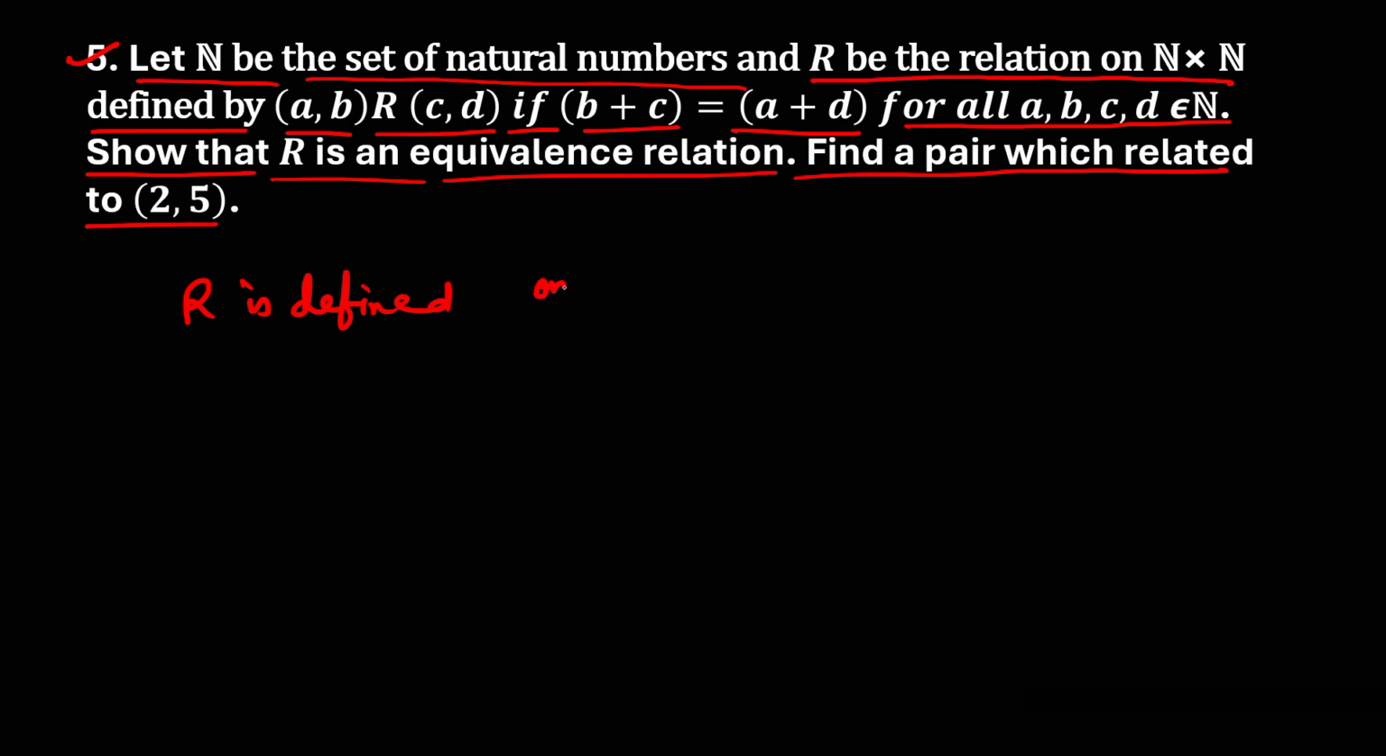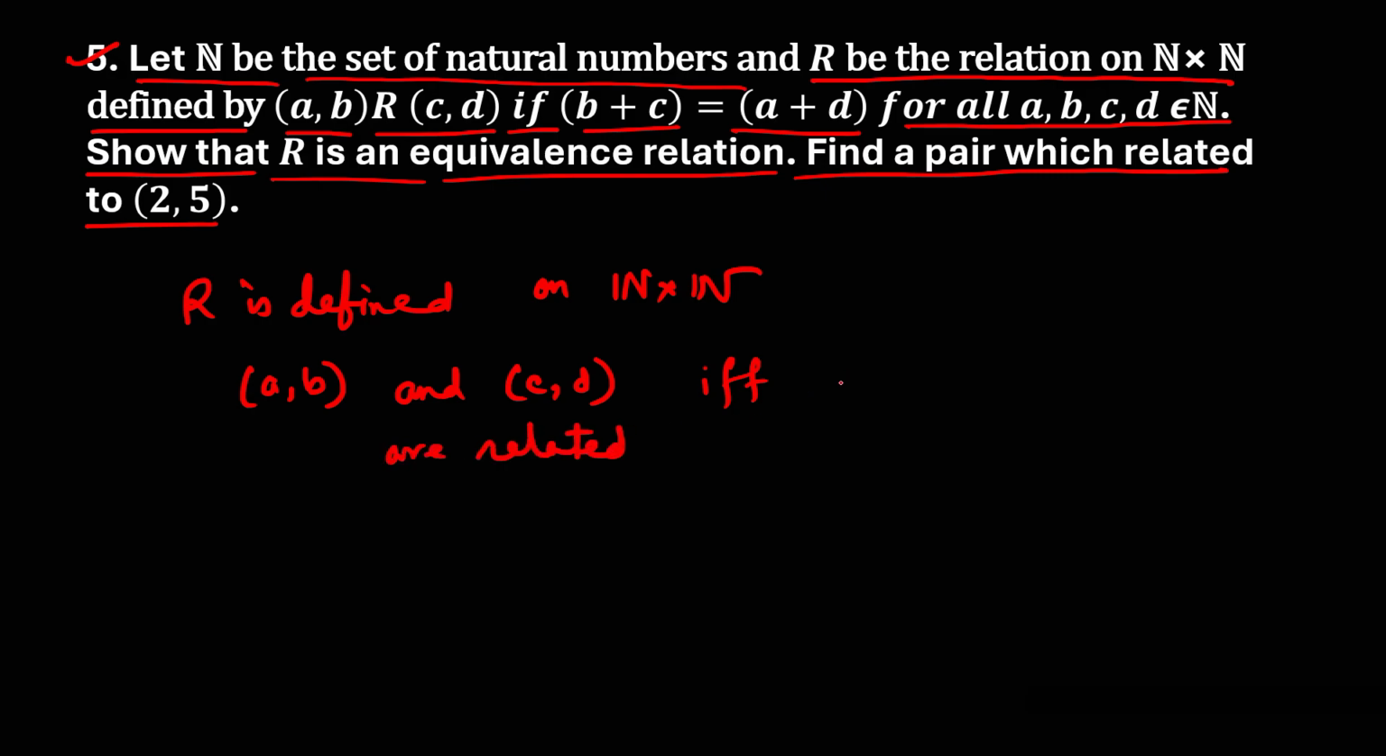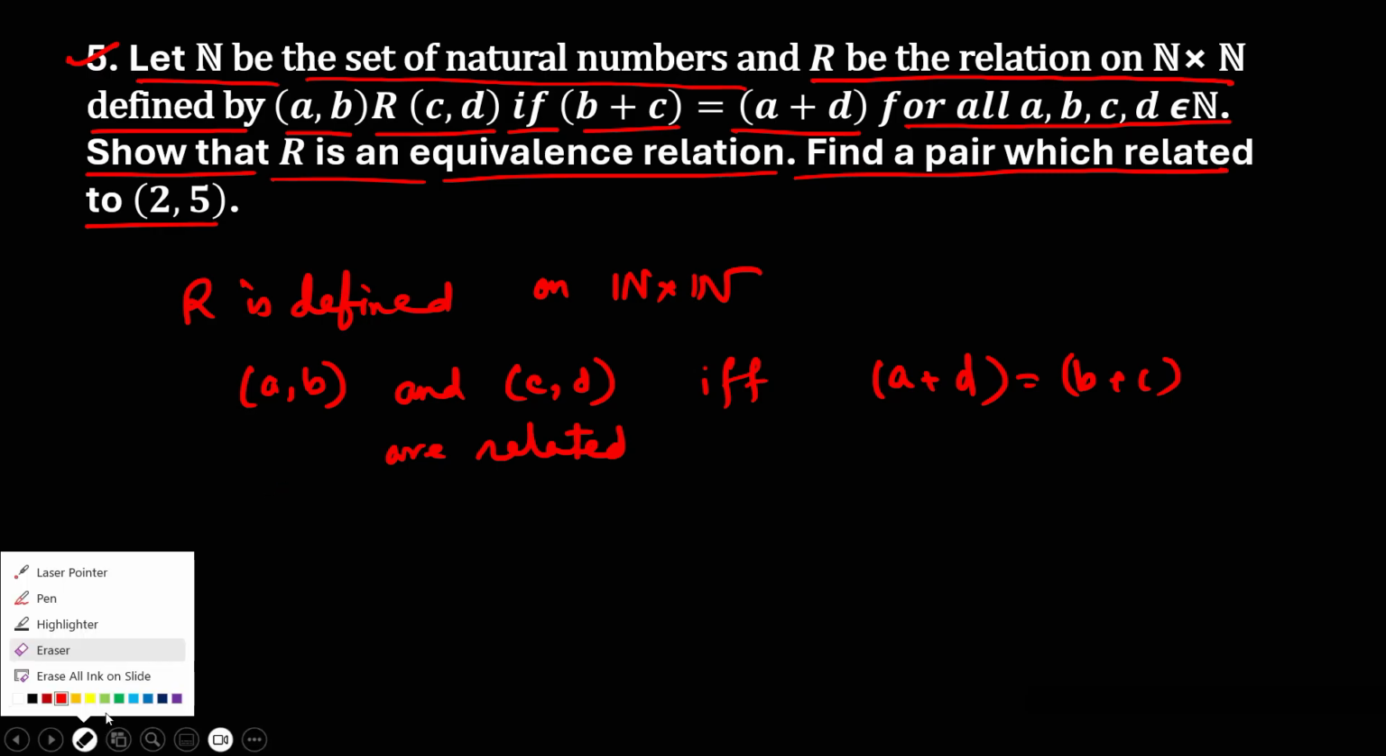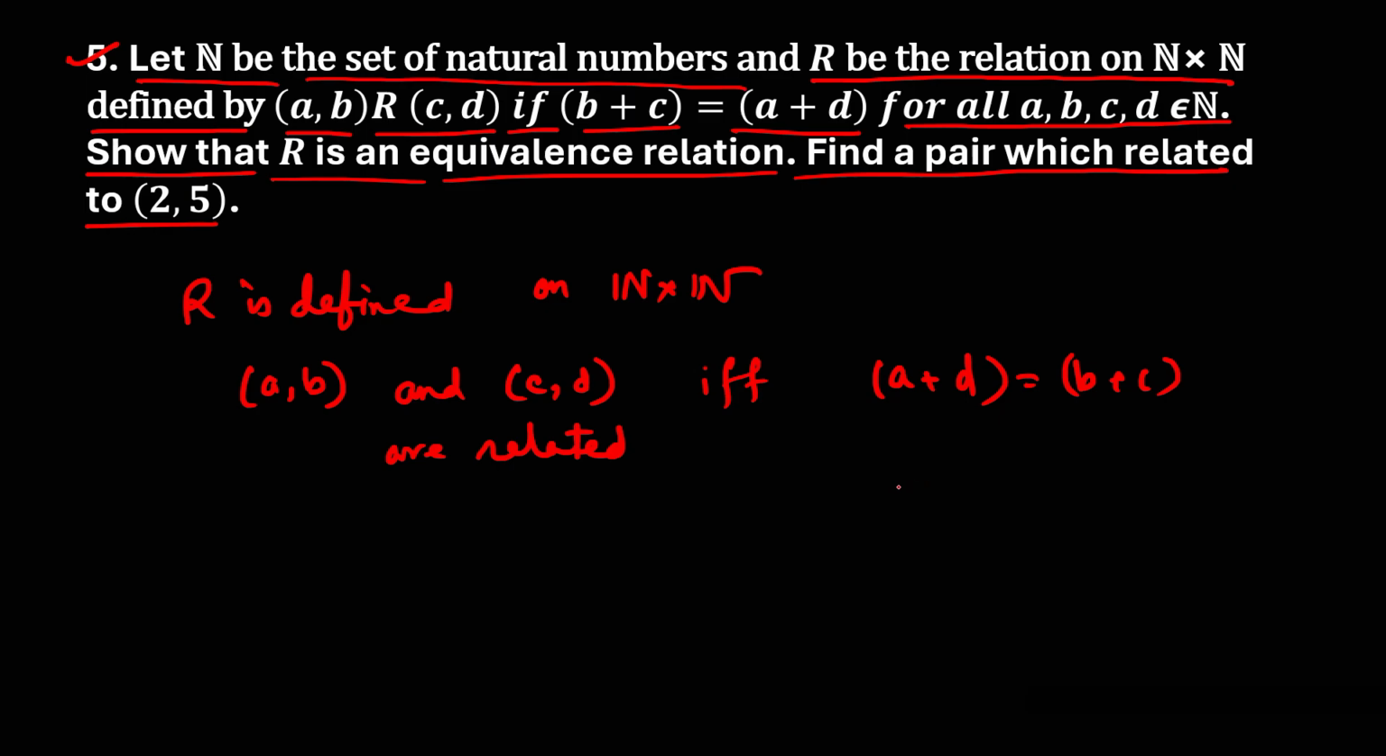So R is defined on N cross N. We are taking elements from N cross N, that is (a, b) and (c, d), and they are related if and only if a plus d equals b plus c. If this happens, then (a, b) and (c, d) are related. And a, b, c, d are coming from the natural numbers N.